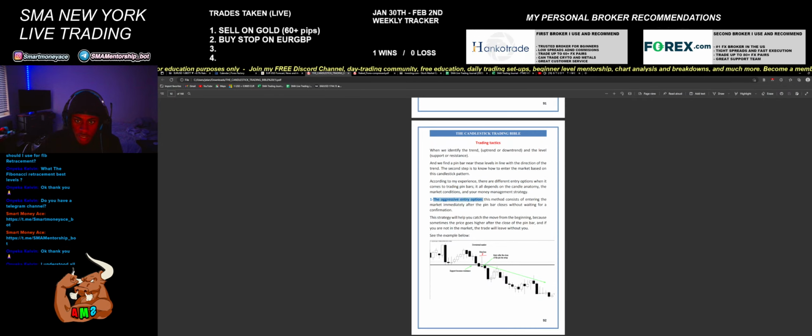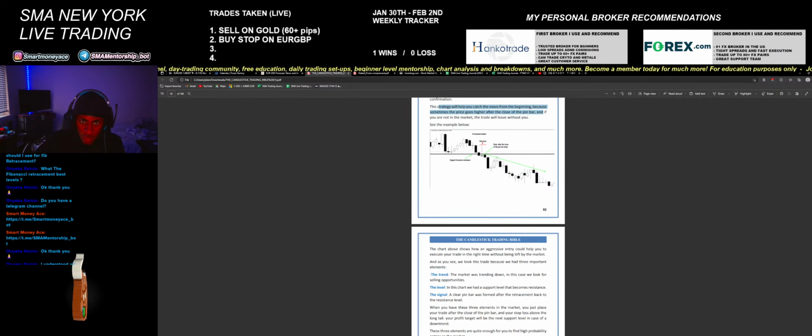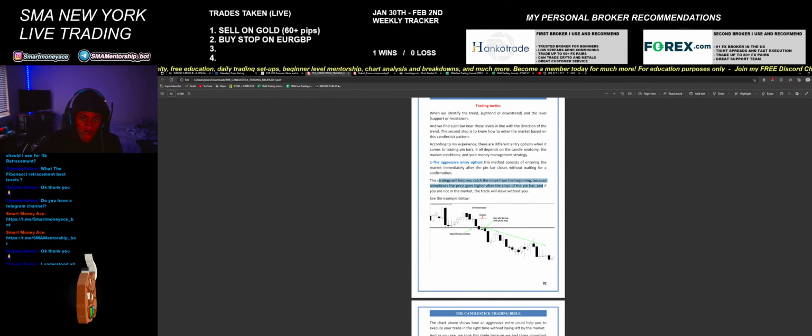The aggressive entry option consists of entering the market immediately after the pin bar closes without waiting for confirmation. This strategy will help you catch the move from the beginning, because sometimes the price goes higher after the close of the pin bar. We're not going to talk too much about this because it goes in depth into an aggressive strategy. But basically, he's entering off of the pin bar off of structure. Whether it's a break of structure, a break of support or a break of resistance, you're simply waiting for that candle to have a pin bar formation, which means there's a wick coming off of that line or zone, to enter the market.